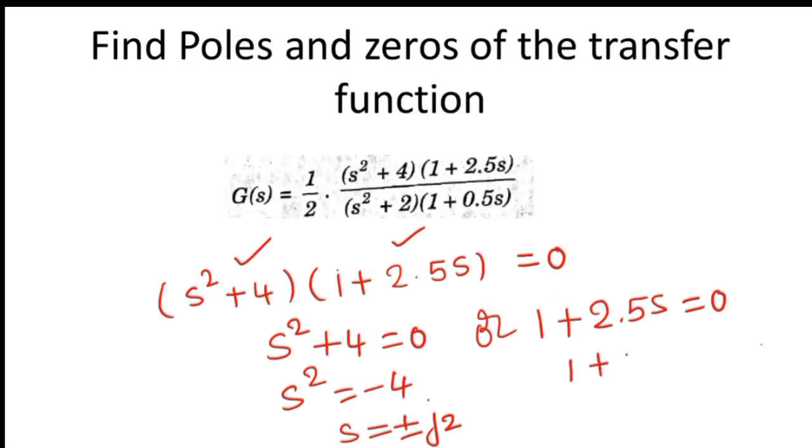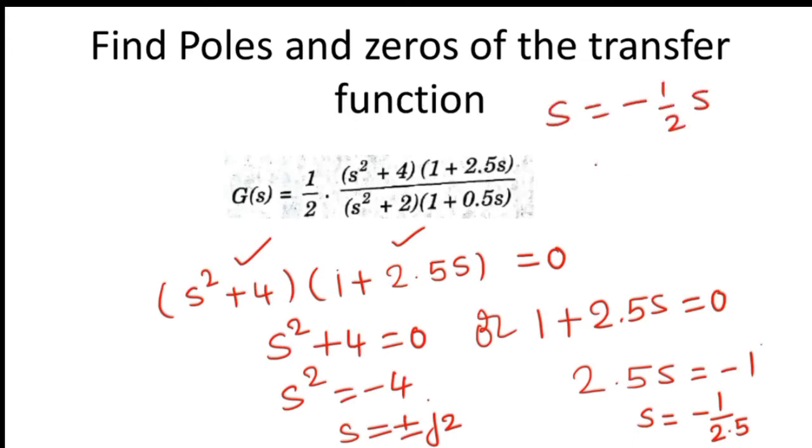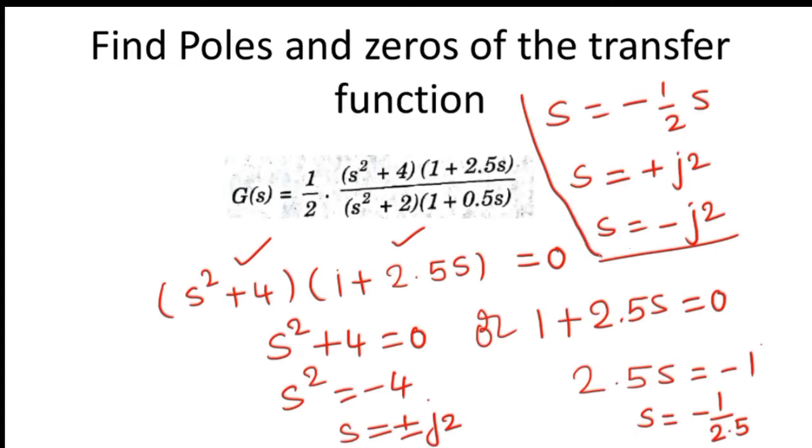Similarly, 1 plus 2.5 of S is equal to 0. Here, if I solve this, 2.5 S is equal to minus 1, S is equal to minus 1 by 2.5. So, there are three zeros for this transfer function: S is equal to minus 1 by 2.5, and S is equal to plus j2 and S is equal to minus j2. These are the zeros for the given transfer function.